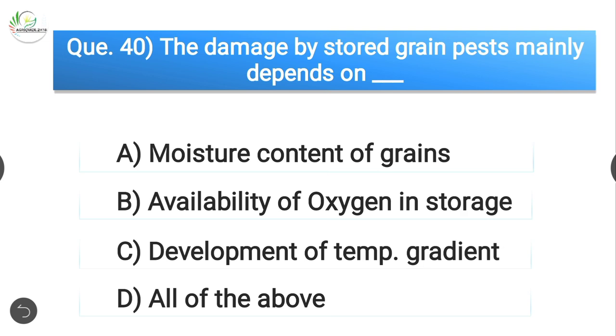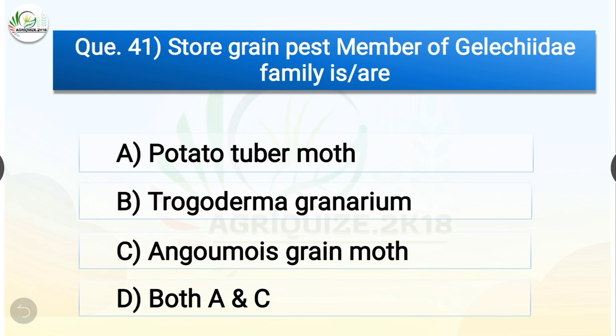Question number 41. Store grain pest member of Gelechiidae family is or are dash. The options are potato tuber moth, Trogoderma granarium, Angoumois grain moth or both A and C. The correct answer is option D, both A and C. So store grain pest member of Gelechiidae family are potato tuber moth and Angoumois grain moth.